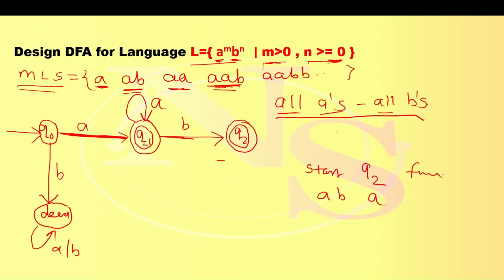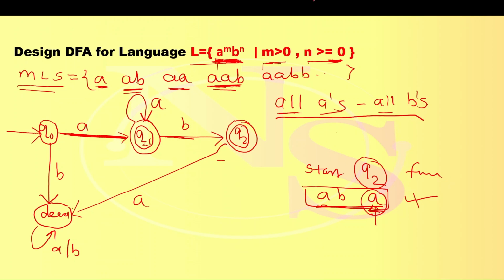How to reach the final state from q2? q2 itself is a final state. Is this a valid string? ab, then a. Our language says that all a's come first, then all b's. Here a and b, but after b, a is coming. As per the language, after b, a is not allowed. So this is an invalid string. Hence, the transition from q2 for the symbol a goes to the dead state, because if q2 reads a, the whole string becomes invalid, and for an invalid string, the transition should go to the dead state.